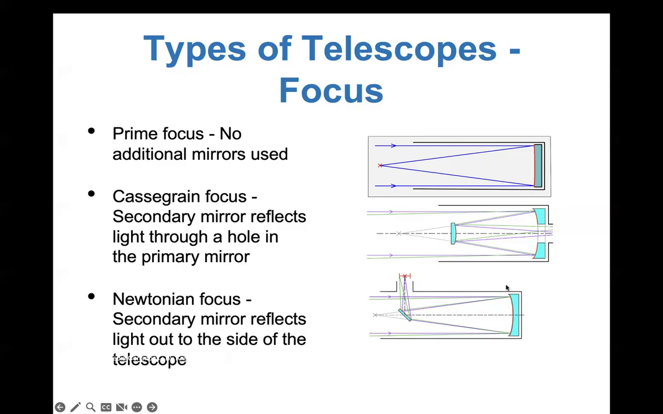This is not the type that was used by Galileo, who used a refracting telescope. Make sure that you are clear on the two types. A refracting telescope uses a lens to bend light. A reflecting telescope uses a mirror to bounce back or reflect light. But they both can achieve the same thing, which is focusing.